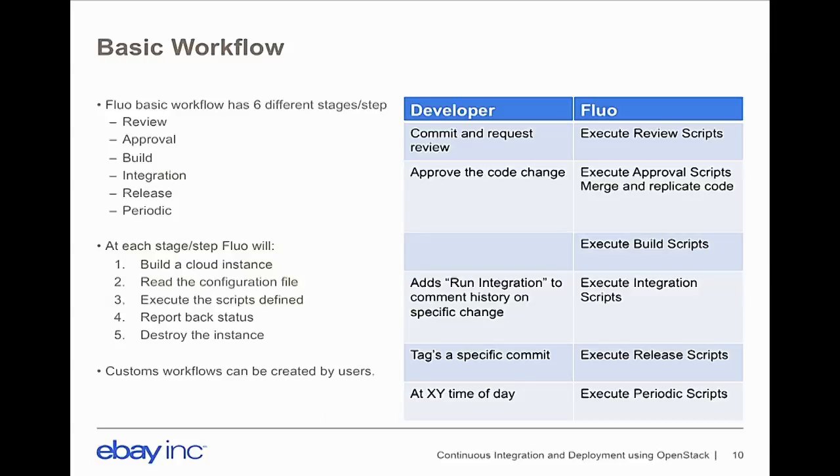It builds a cloud instance, reads the configuration file, executes the scripts defined in there, reports back, and destroys the instance. So how we're doing this, we're pretty much talking to Nova. That's it. It's not something fancier down there. It's not some magic trick. It's just basically telling Nova through the API, go ahead, build this stuff, have it in there running for some time, and there you go. On the right side, you can see which actions trigger each of those steps.